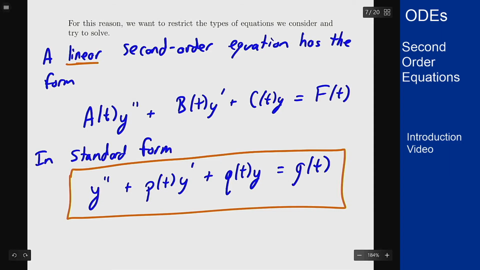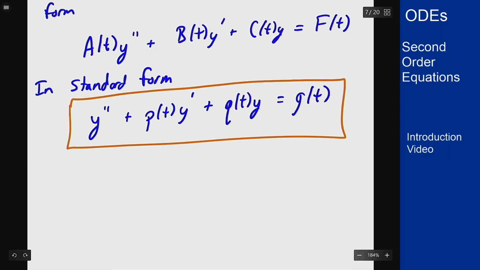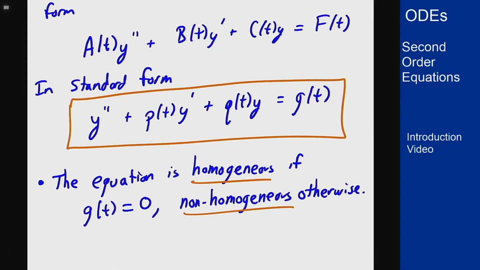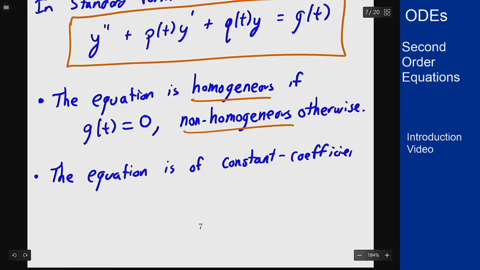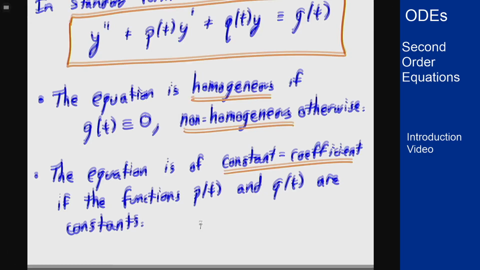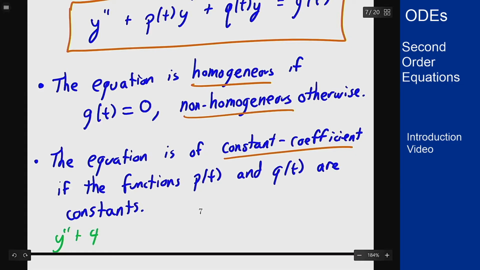We have two more types to classify these things down further. The equation is homogeneous if the function g of t on the right side is 0, and it's non-homogeneous otherwise. And the equation has constant coefficients if the functions p of t and q of t are constants, since they don't vary with t. So something like y double prime plus 4y prime minus 7y equals e to the t is a constant coefficient, non-homogeneous second order linear equation.